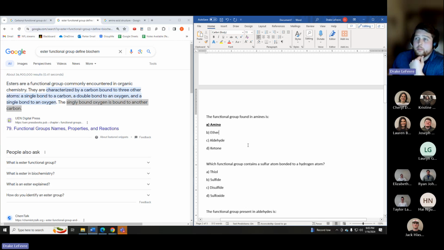Sweet. Besides carboxyl, what is another functional group that we've talked about that would be acidic? Amines? What's another one?